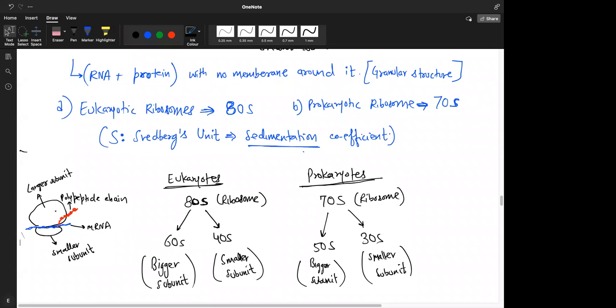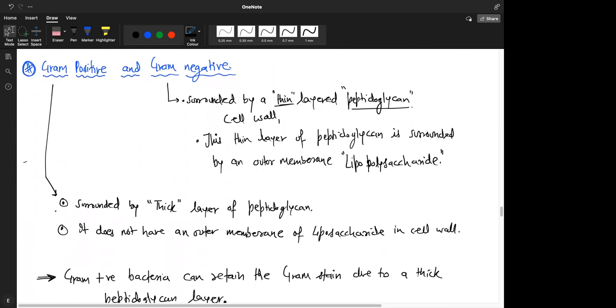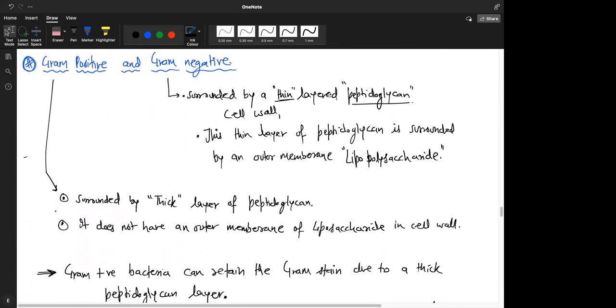The next part is gram staining. We discussed gram staining. On the basis of the cell wall, bacteria can be classified into two: gram positive and gram negative. Gram is named after the scientist Christian Gram, and gram staining is basically coloring or staining of the cell wall.